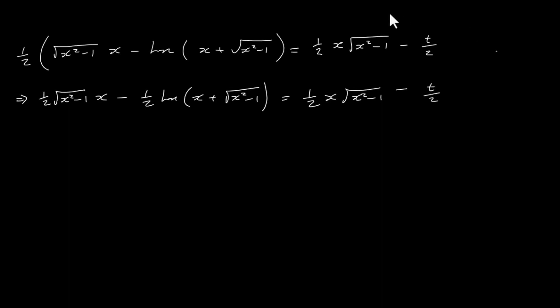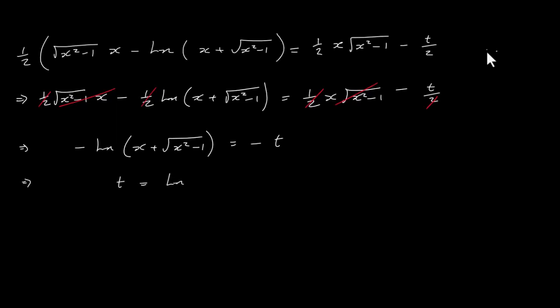So you can see here that we've got a lot of halves that we can divide across by, so that half will disappear, that half will disappear, that half will disappear, and this half here will disappear as well. Also on the left hand side we have the square root of x squared minus 1 times x, and we have square root of x squared minus 1 times x on the right hand side as well. So if we bring one over to the other side, or subtract from both sides, this will disappear as well. So what we'll be finally left with here is minus the log of x plus the square root of x squared minus 1 is equal to minus t, or just t is equal to the log of x plus the square root of x squared minus 1.